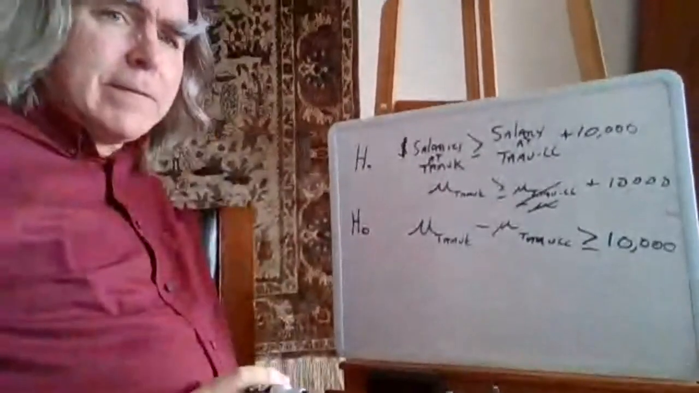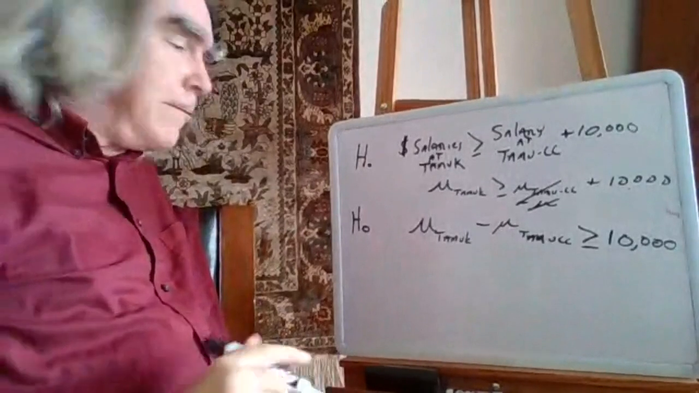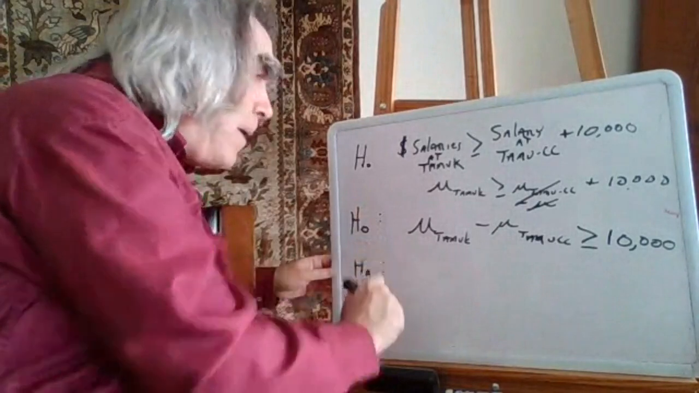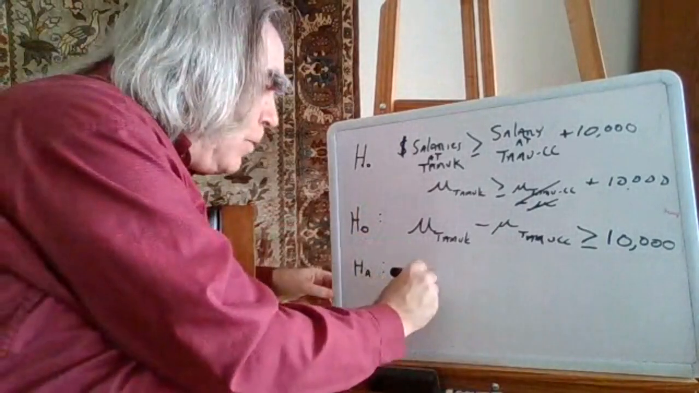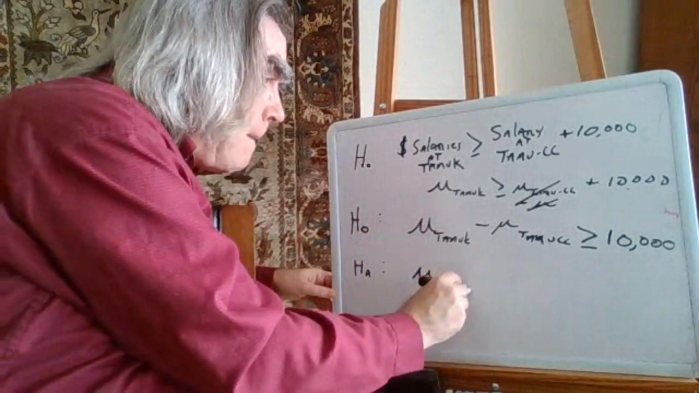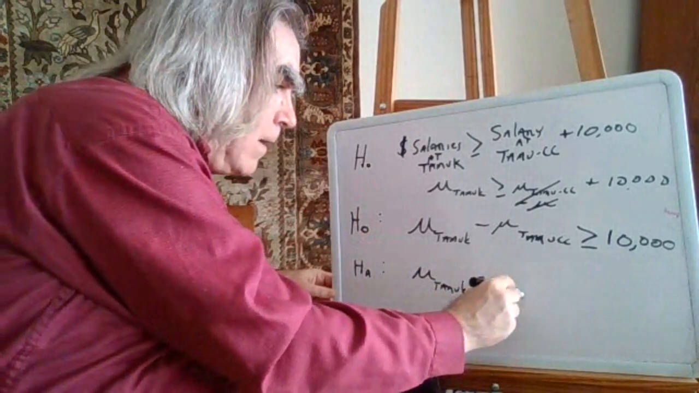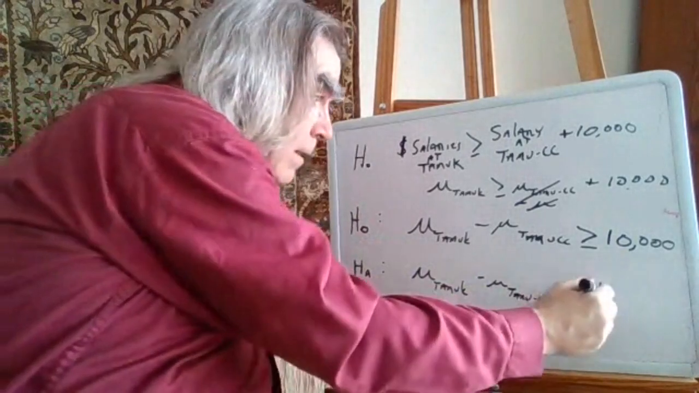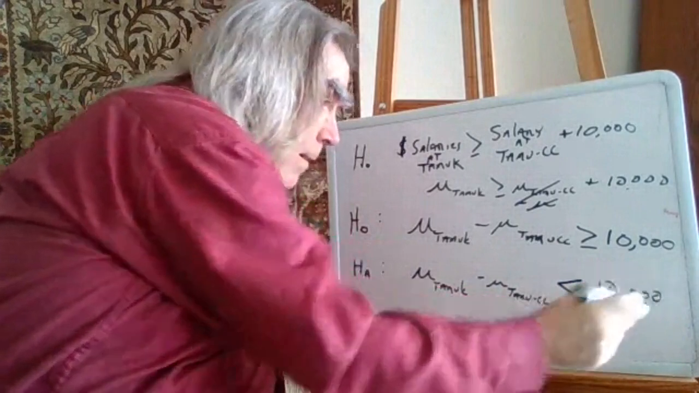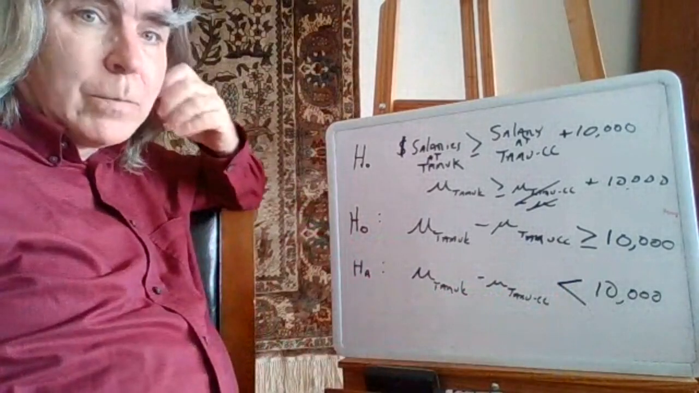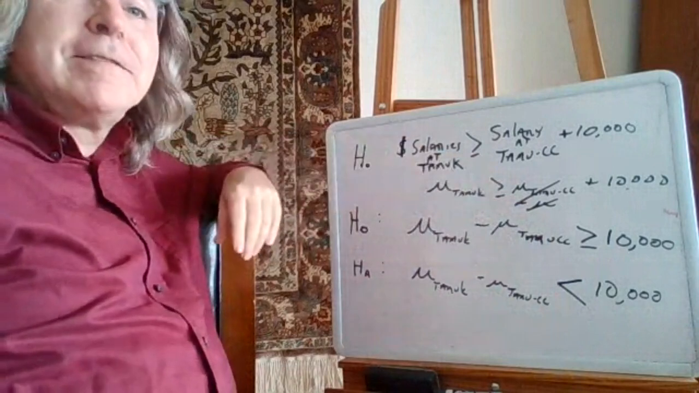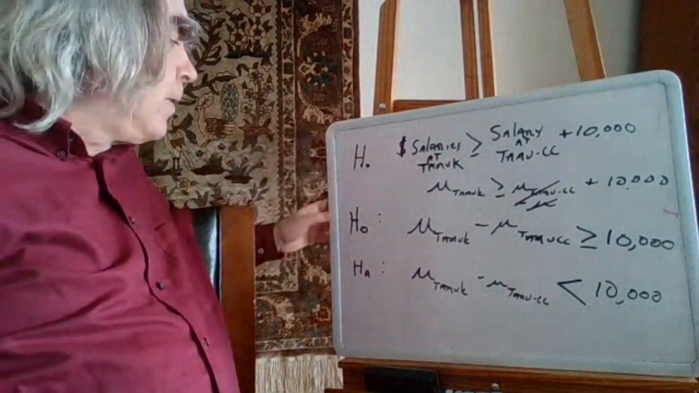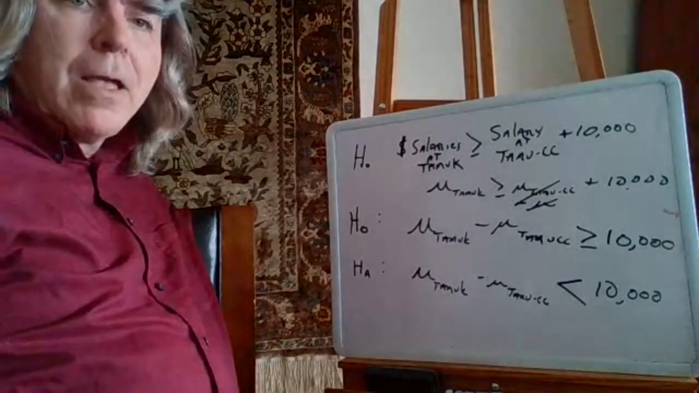If that is the null hypothesis, what is the alternative? The alternative hypothesis would be that mu TAMUK minus mu TAMU-CC is less than 10,000, right? That this difference is less than 10,000. So we have this.